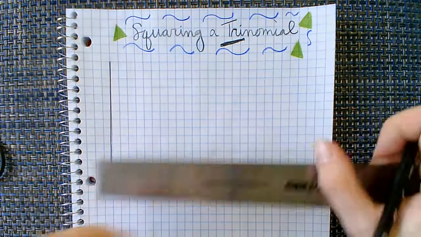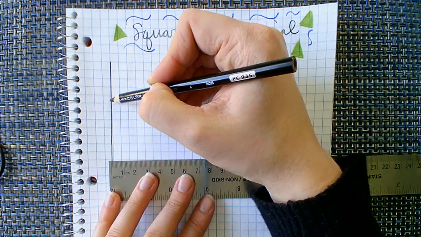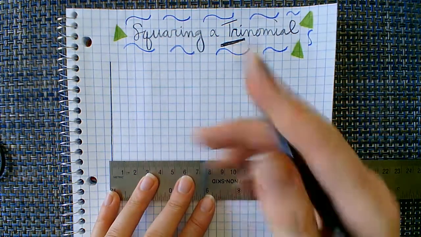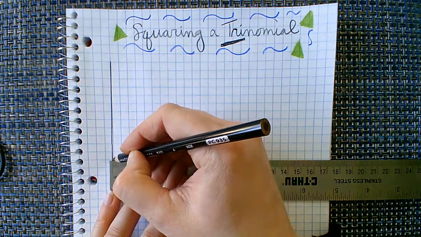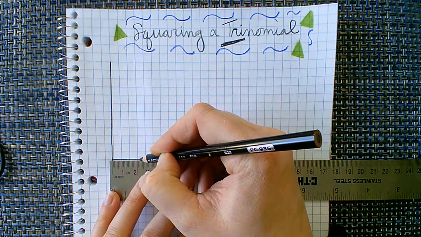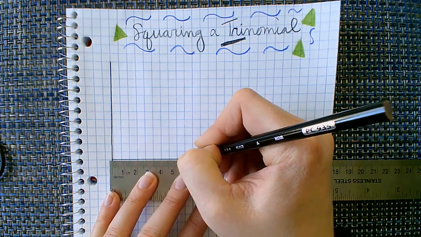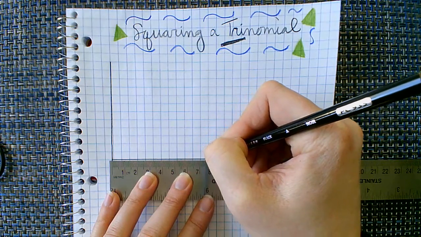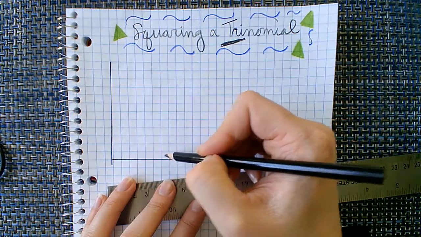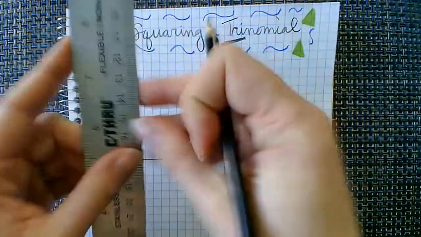Oops. Let's verify. 1, 2, 3, 4, 5, 6, 7, 8, 9, 10. Okay. Always want to double check, because if you don't end up drawing a square, this work doesn't work. 1, 2, 3, 4, 5, 6, 7, 8, 9, 10, 11, 12. Let's verify. 1, 2, 3, 4, 5, 6, 7, 8, 9, 10, 11, 12. Great. All right, now let's finish drawing our square.